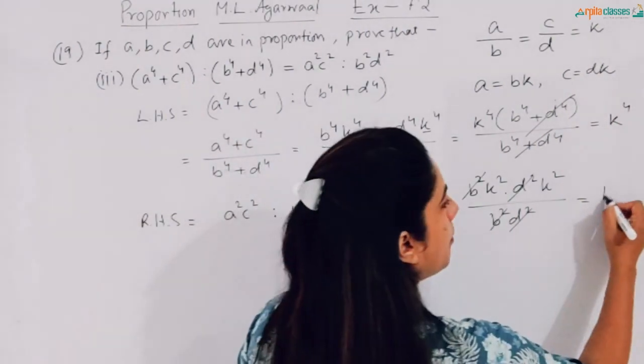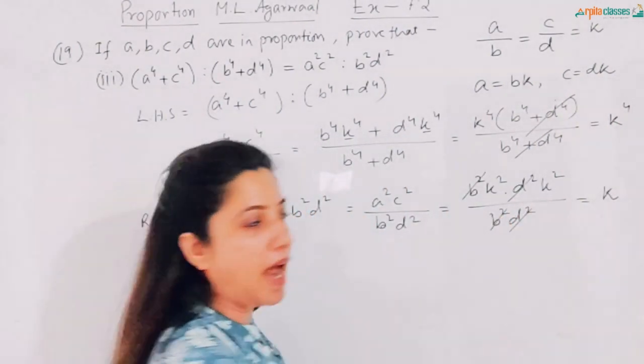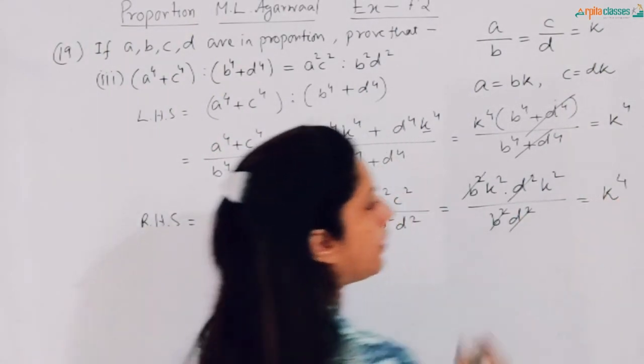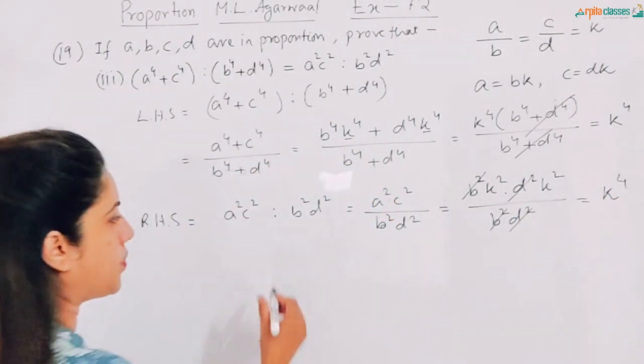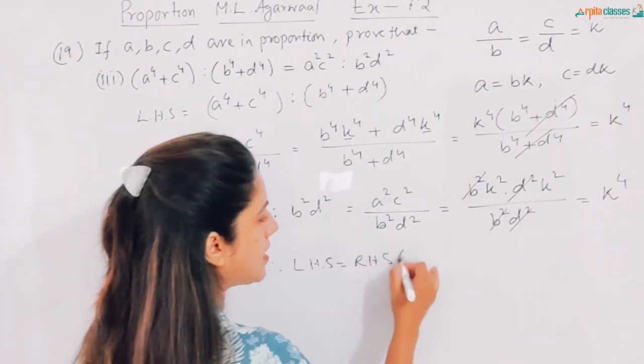After applying the property of exponents, bases are same, powers we can add. So 2 plus 2 is 4. So we are getting K^4 from the right hand side as well. So we can write left hand side is equal to right hand side. Proved.